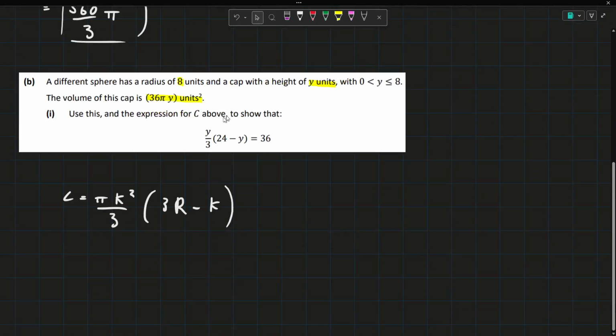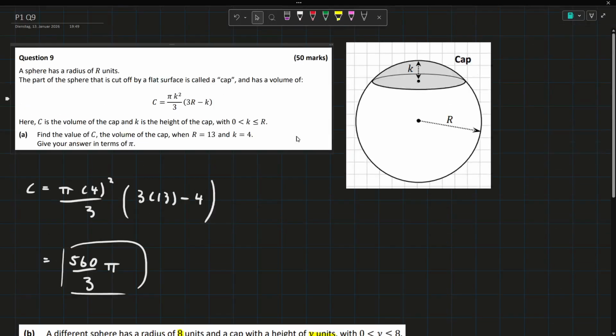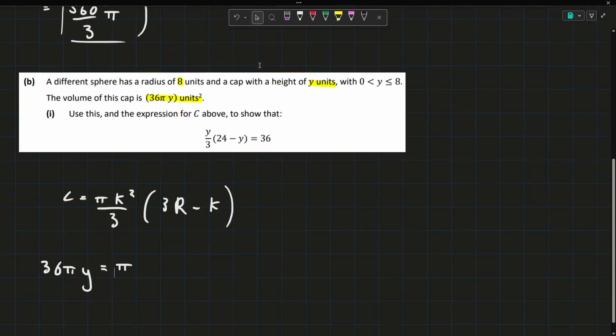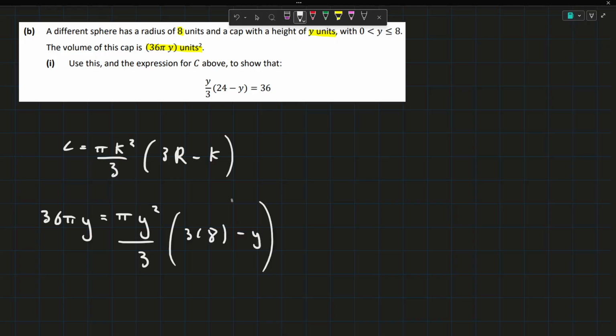So that's our equation, and we know that the radius is 8 units. Well, I guess we'll go left to right. We know that the volume for this particular cap is 36 pi y. That's what the volume is. That's going to be equal to pi. Our value for k, well, remember that k is just the height, okay? So k is the height of the cap, it says up here. So our value for k is going to be y in this part. So you have pi y squared over 3 times, and we're told that the radius is 8 units. So we'll have 3 times 8, and then again k in this question is equal to y.